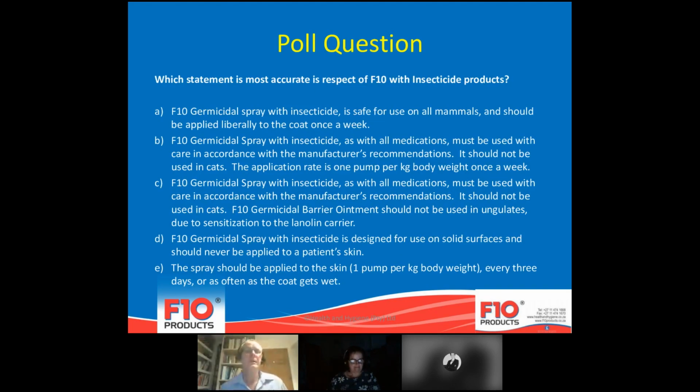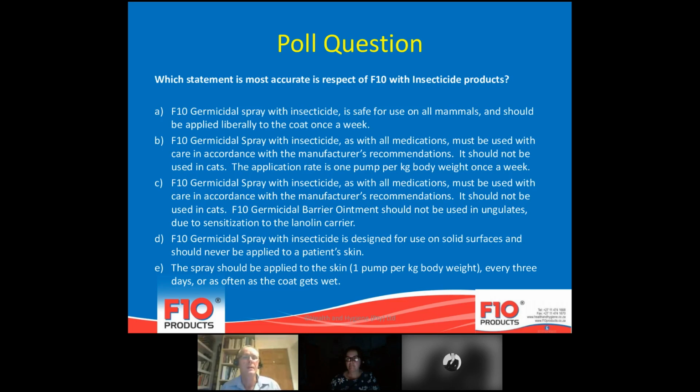Okay, so a poll question. Which statement is most correct in respect of F10 with insecticide product? A, F10 germicidal spray with insecticide is safe for use on all mammals and should be applied liberally to the coat once a week. B, F10 germicidal spray with insecticide, as with all medications, must be used with care in accordance with the manufacturer's recommendations. It should not be used in cats. The application rate is 1 pump per kilogram body weight once a week.